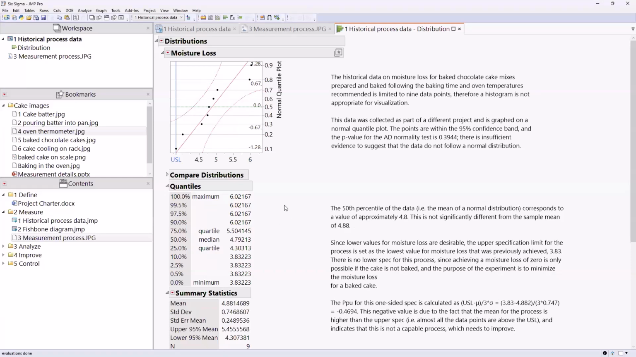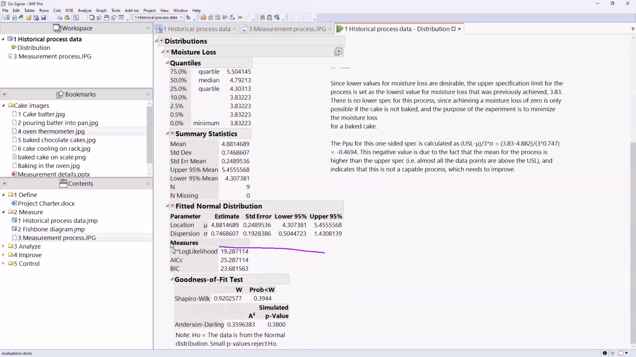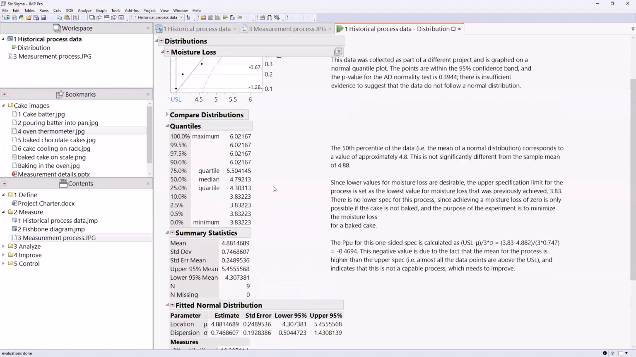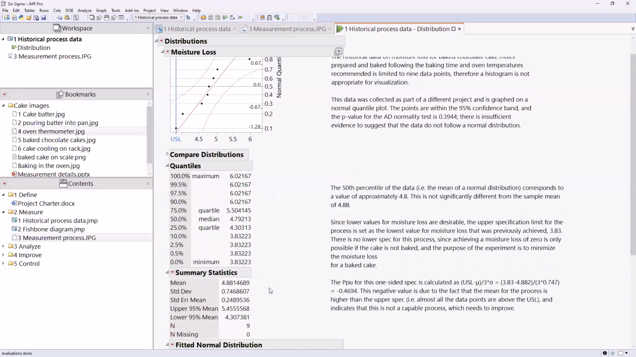Okay, so here, in addition to visualizing the distribution on this quantile plot, I also went ahead and fit a normal distribution. I have my parameter estimates here. And then I ran a goodness of fit test. Okay, so my Anderson-Darling p-value for the normality test is pretty high, higher than 0.05. So I'm going to say this data follows a normal distribution, which makes it okay for me to use the regular calculation for Ppk.